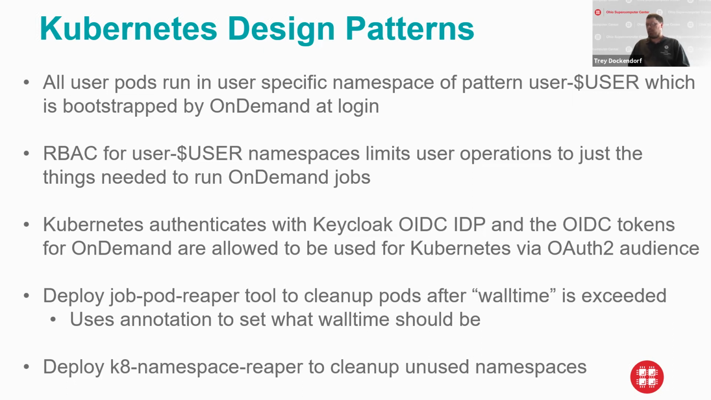We deployed something we wrote in-house called the Job Pod Reaper. This is a tool for Kubernetes to clean up pods that have exceeded their wall time. The wall time is an annotation we add to the pods to tell this service how long those pods are allowed to run before they get killed. Without this, pods would just run forever if a user doesn't delete them. We also deployed an in-house application called the K8 Namespace Reaper. Because every user logged into OnDemand generates a Kubernetes namespace, we didn't want unused namespaces to just sit around forever, so we wrote a tool that will clean up these unused namespaces over time.